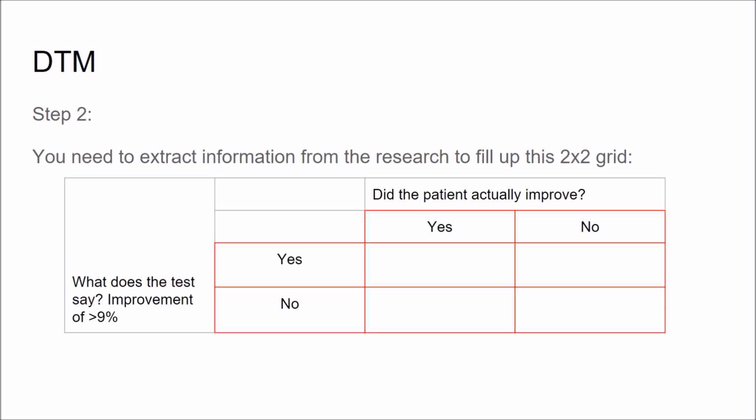Now, firstly, you will need to extract some information from the research paper to fill up this particular 2x2 grid that we have actually constructed. You can see that this 2x2 grid is exactly the same as what we used before when I was trying to define for you what sensitivity and specificity is. The only difference is that now, instead of asking whether the test is actually measuring improvement, what we especially ask is, what does the test say for an improvement of more than 9%? And the reason why we chose 9% is because the research has defined an improvement to be at 9%.